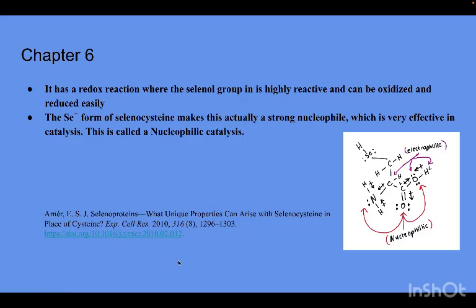Then we have chapter 6, where it shows the biochemical reactions of the molecule. In this case, it has a redox reaction where the selenium group is highly reactive and can be oxidized and reduced easily. The Se negative form of selenocysteine makes it a strong nucleophile, which is very effective as a catalyst, and this is called a nucleophilic catalyst.